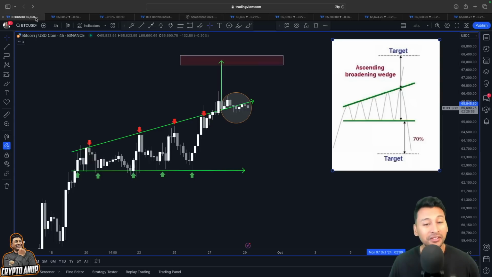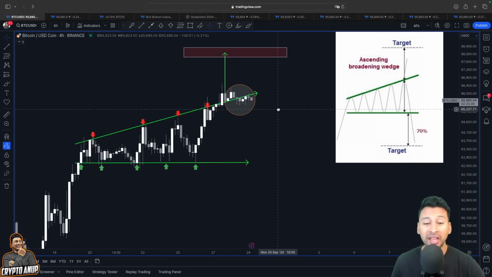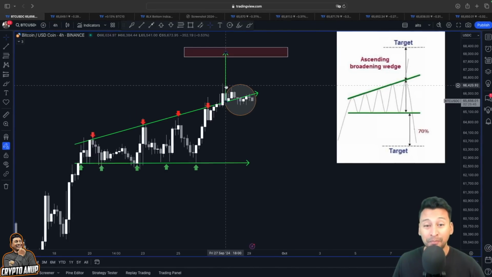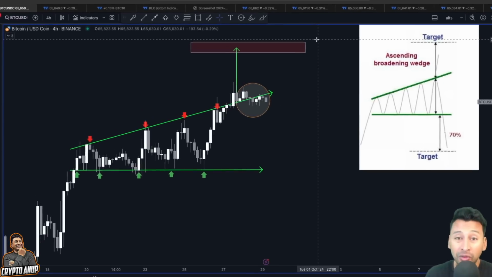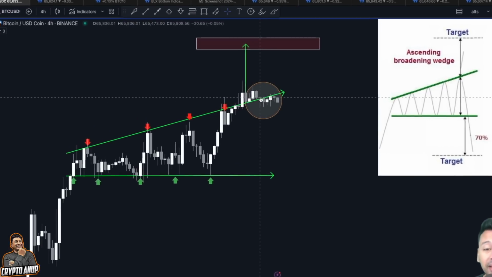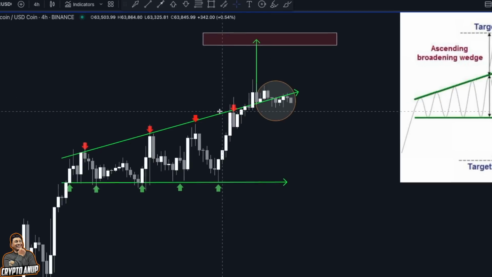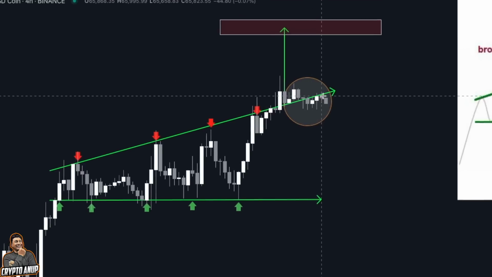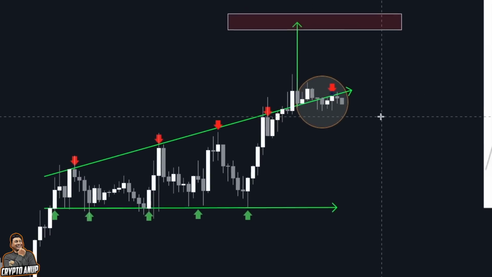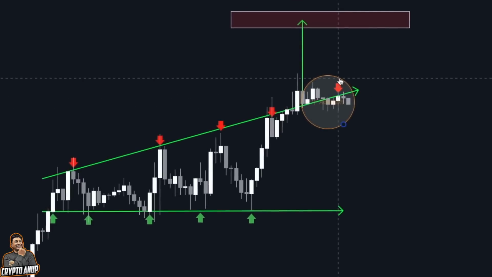First things first, let's look at this ascending broadening wedge formation, because according to this ascending broadening wedge, after breaking out of this upper trend line, Bitcoin was supposed to continue with this uptrend with a price objective in between 67 to 70,000, but it failed. You can see it failed to find support above this upper trend line, which even rejected us while trying to break above it, and now it is resulting in a bearish move. So will this play out or not?